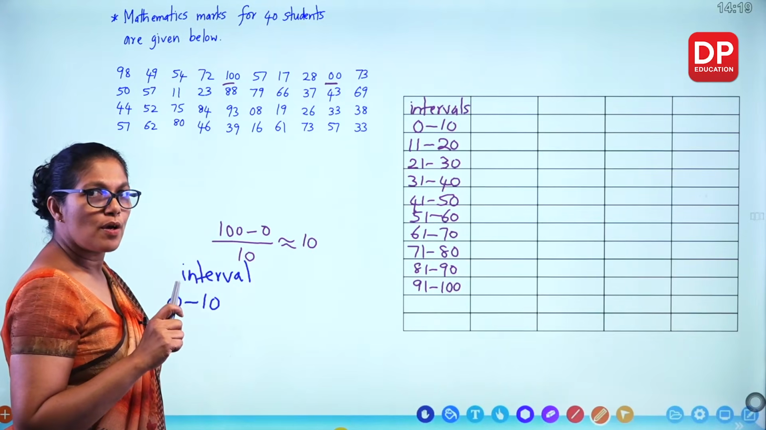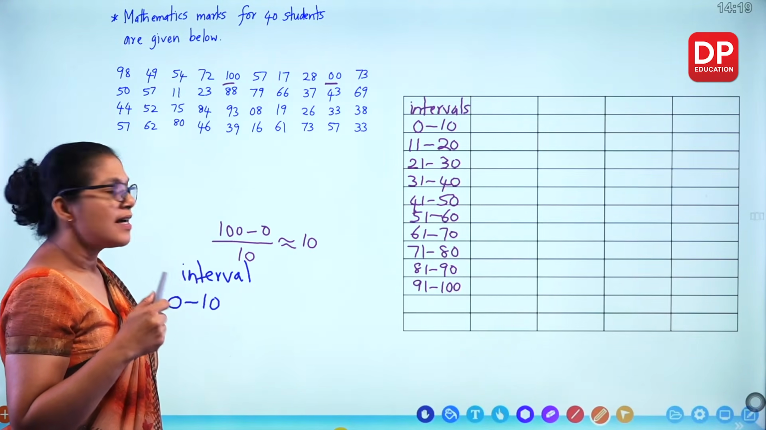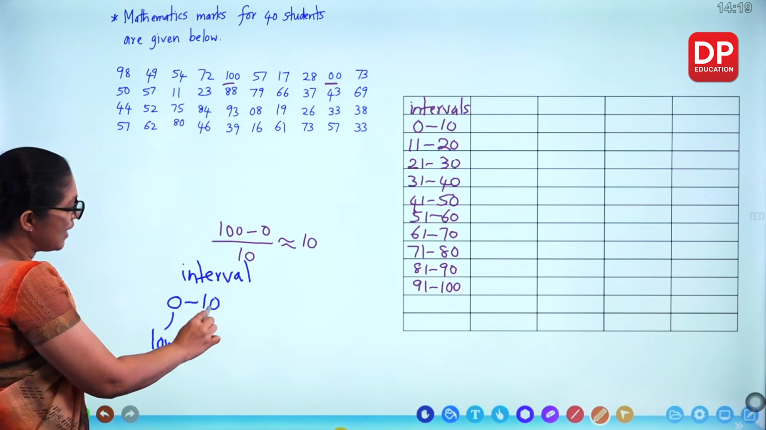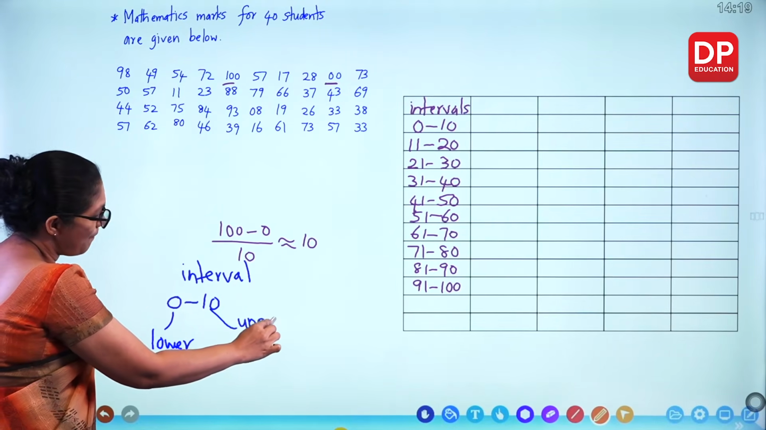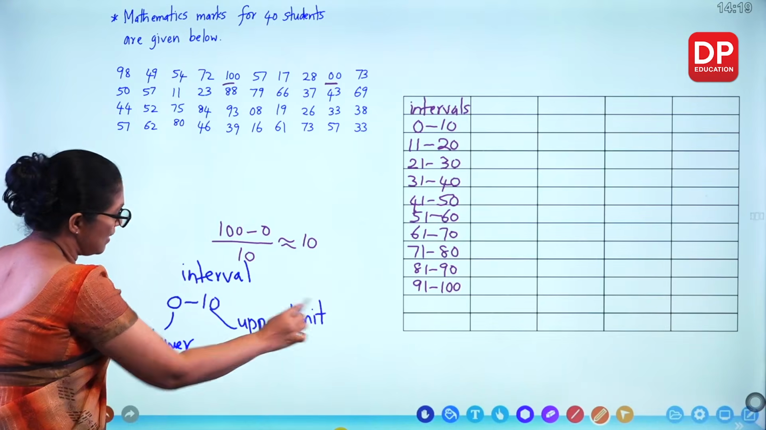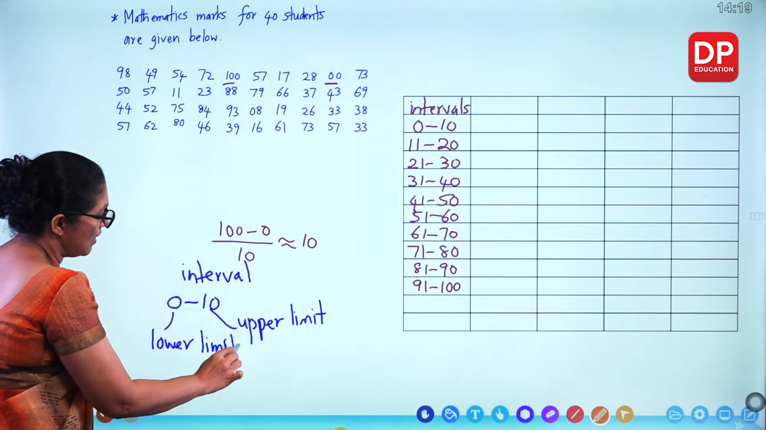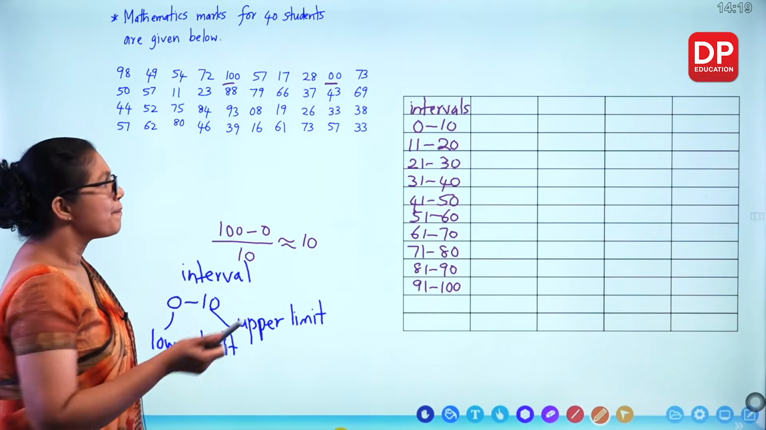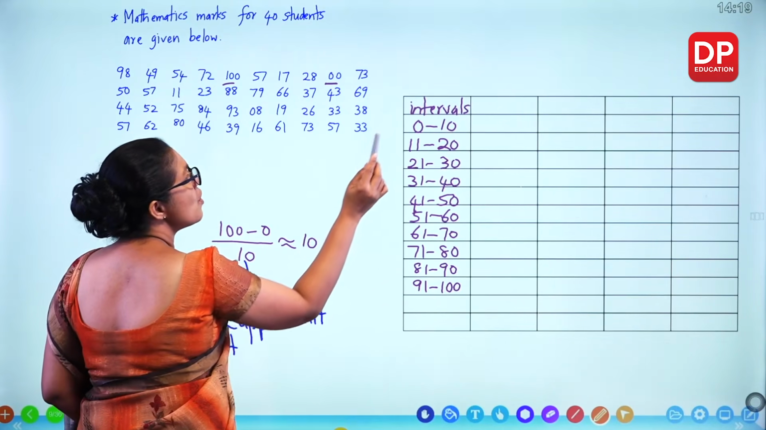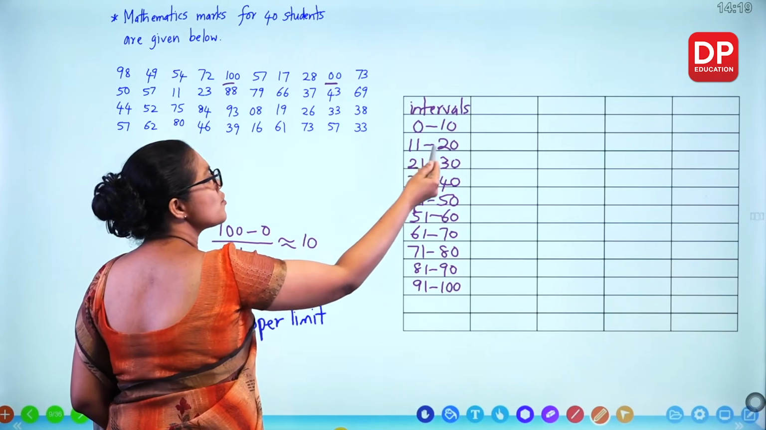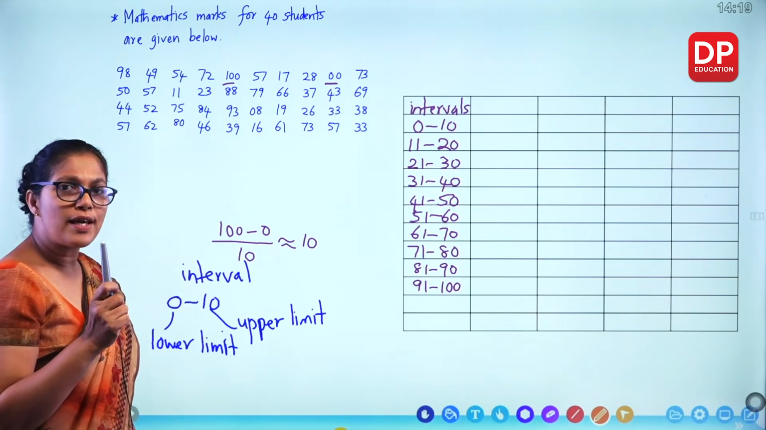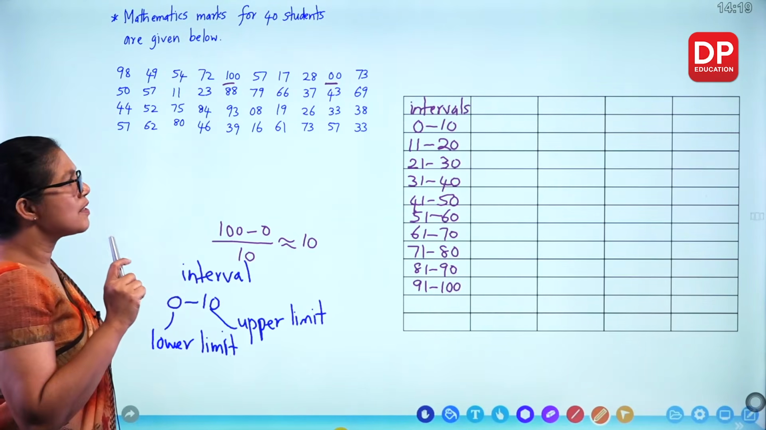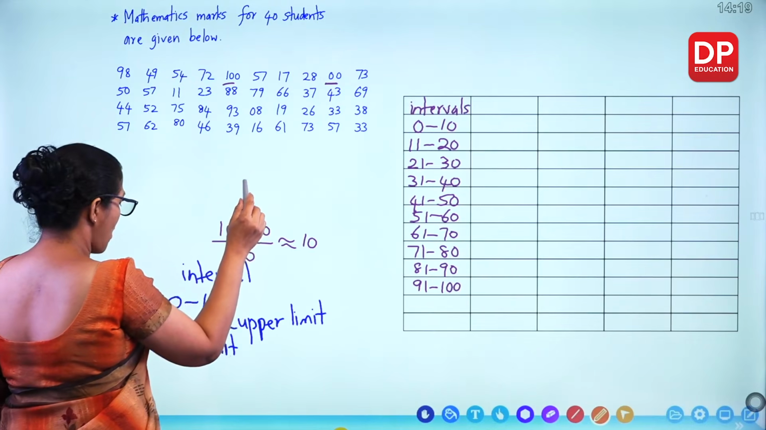When there's a gap, we call these class limits. So this is the lower limit and this is the upper limit. If I take it without gaps, I can create the intervals as 0 to 10, 10 to 20, 20 to 30. If there are no gaps, I can say these are boundaries. So without gaps, we call those class boundaries.